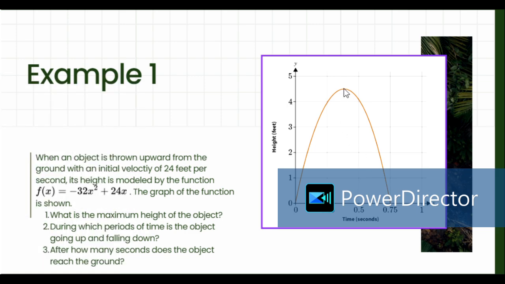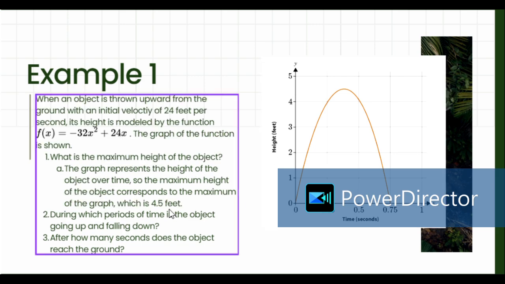Well, you can look right here and see this is as high as it gets. So this is our maximum height. And if you follow it over here to the y-axis on height, you can see it's about 4.5. So 4.5 feet is our maximum height.